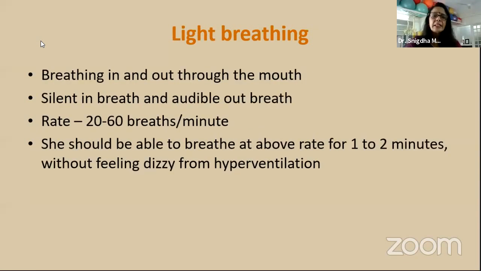And what is light breathing? This is mouth breathing, something like panting, breathing in and out through the mouth, a silent breath in but an audible exhalation. The rate is about 20 to 60 breaths per minute. And she should be able to breathe at the above rate for about 1 to 2 minutes without feeling dizzy from hyperventilation. Both these breathing techniques, I make them practice during the prenatal period.